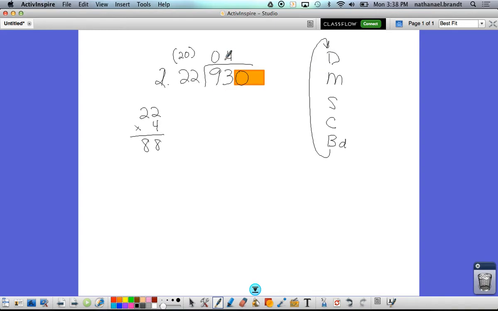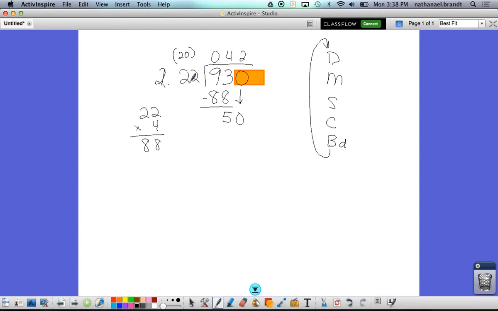Then I multiply. 4 times 22 is 88. I subtract. 93 minus 88 is 5. Compare. This number is less than 22. So then I bring down the 0. I have 50. Brought down, so I go back up to the top. Now I start to divide from the bottom. 50 divided by 22, I know that I can get 2, because 2 quarters is 50 cents, and 22 is pretty close to that. So that's how I came up with my 2.